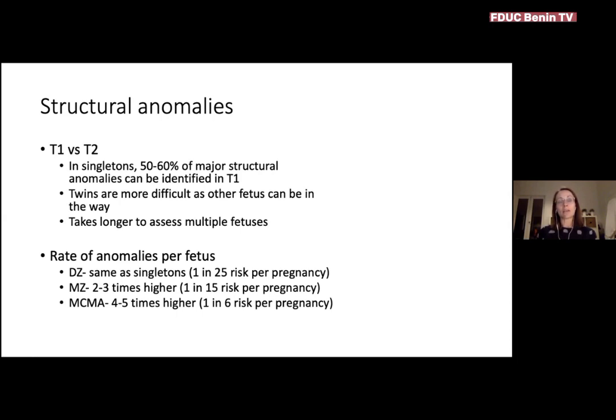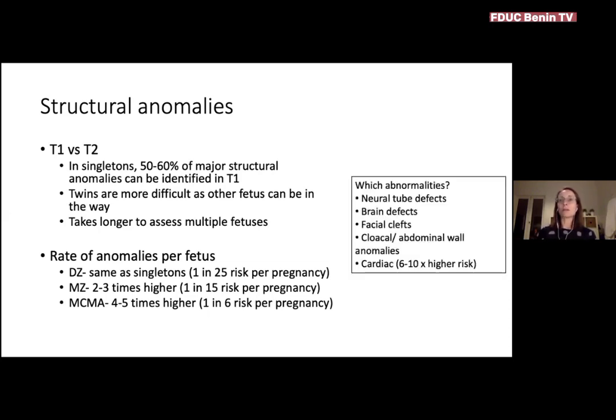And by the time you're looking at a monochorionic, monoamniotic twin pregnancy, they have about a 1 in 6 risk of finding one abnormality per pregnancy. So the risk is much higher than in singletons. In terms of which abnormalities are more common, this is the list here, and you can remember it fairly easily because they're all the central abnormalities. So the rate of skeletal problems and limb problems is not increased, but most of the central abnormalities are increased in twins.